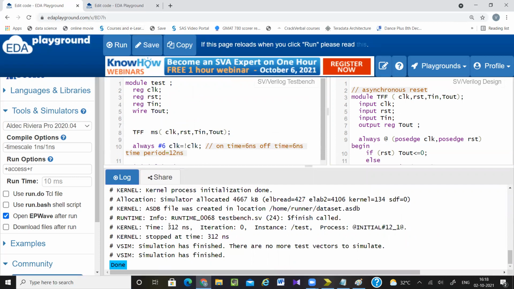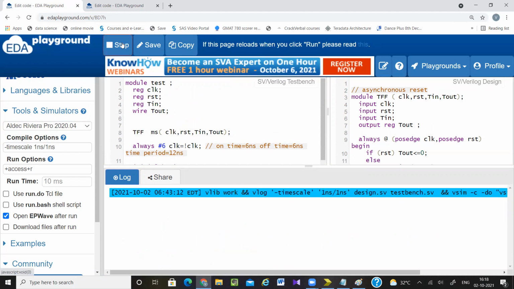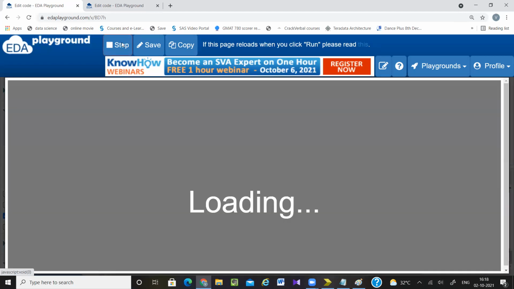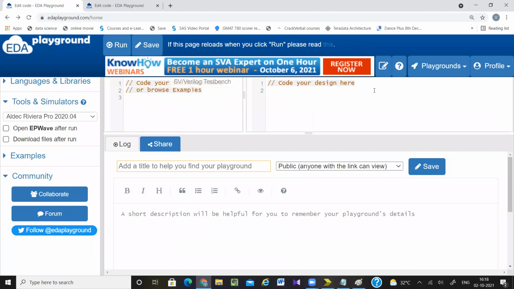So now you can see, after 3 nanoseconds of time, it is stopped because I have written $finish. If I had not written it, then it would go on continuing. So now we can see my t in equal to 1 here. You can see t out is continuously changing at every passage of clock. Now here t in equal to 0, so my output is constant. Okay. So like this, you can write for JK flip-flop or SR flip-flop also.